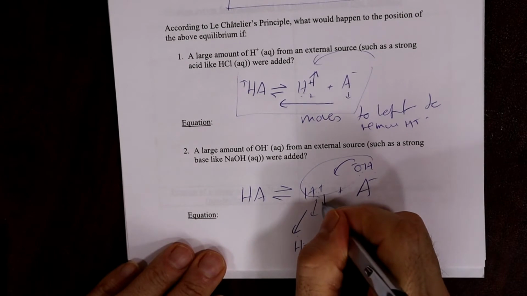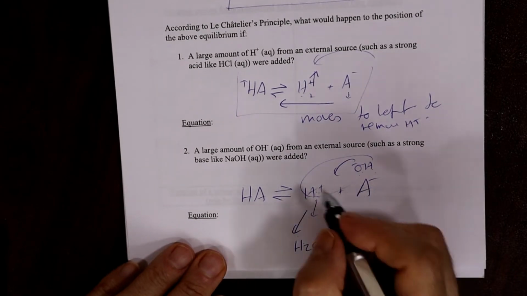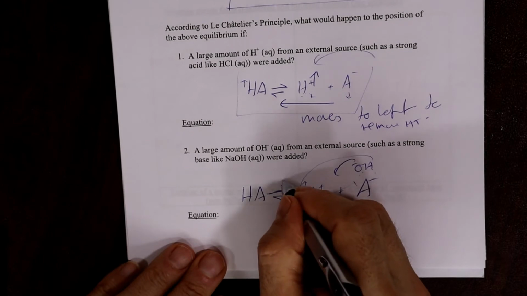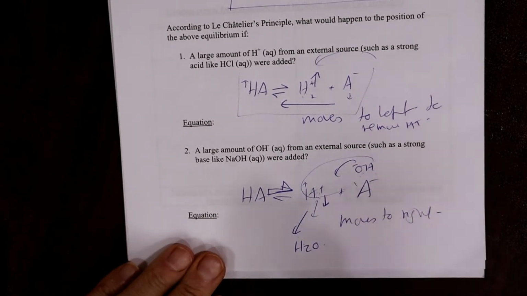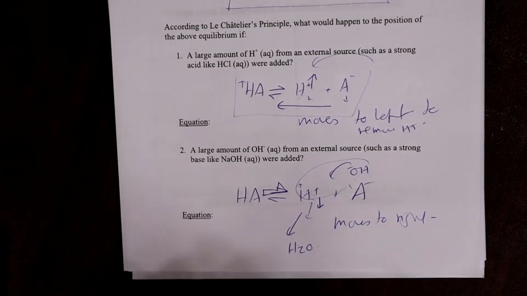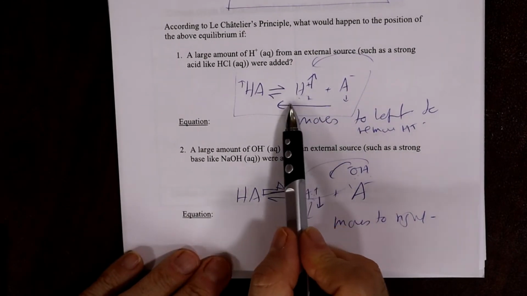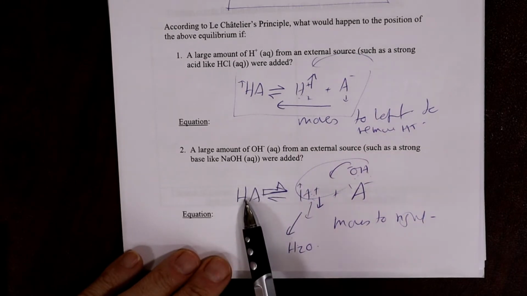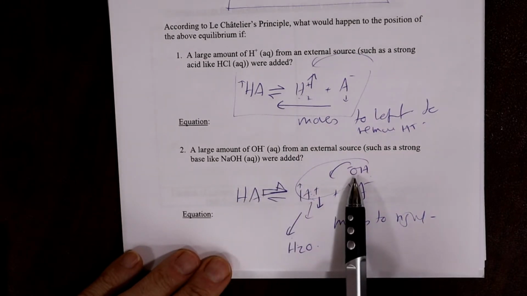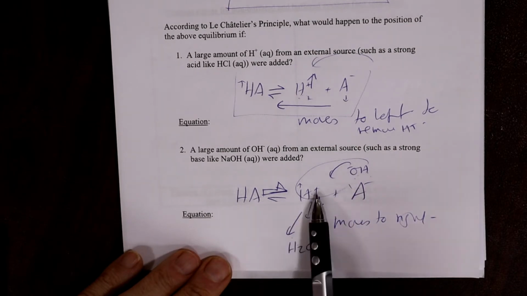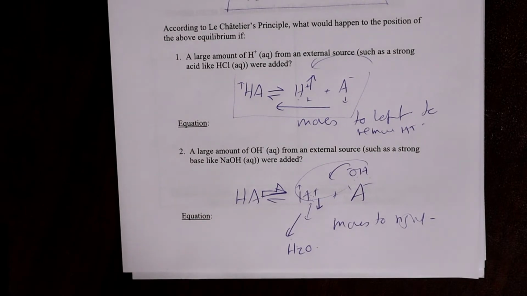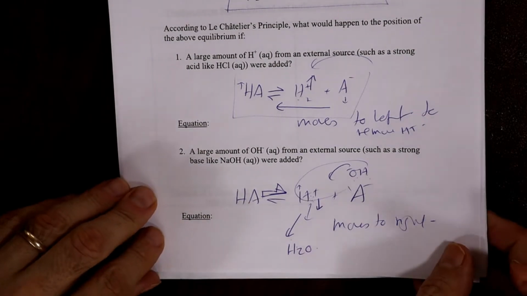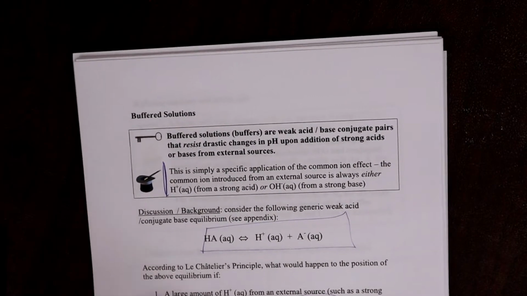So if this goes down, what are we going to do? We're going to make some more. How do we make more? We turn reactants to products. So it moves to the right. That's how it works. When we remove H plus, we move to the left. When we essentially remove external OH, we react it away, and then we replace the H plus that was reacted away. It moves to the right. So the equilibrium will move in different directions depending on what the external source is, H plus or OH minus.